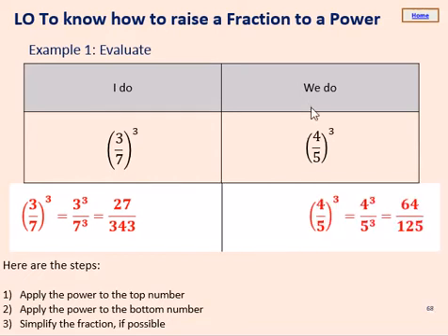So for the we do, 4 over 5 to the power of 3, and again, really simple, just apply this power outside the bracket to both the top number, the numerator, and the bottom number, the denominator. So 4 to the power 3 goes on the top, 5 to the power 3 goes on the bottom. So 4 to the power 3 equals 64, 5 to the power 3 equals 125. Then just check if you can simplify this. And no, we can't. So that's our answer. Really well done if you got that right by yourself.